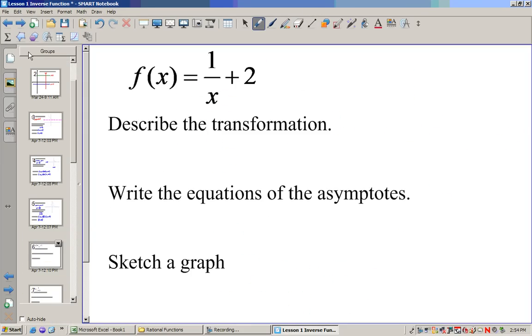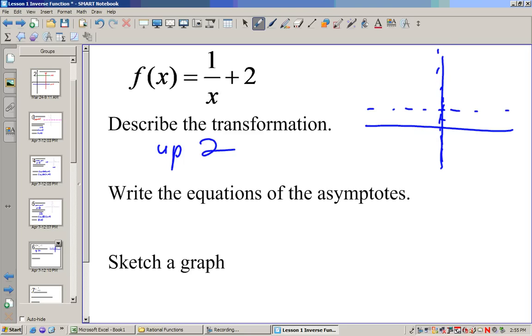Alright. Now, if we look at this, we're going to take the 1 over x graph, and what does this transformation do? Hopefully you're saying move it up 2. So if I drew this out real quick, we'd have our asymptotes, and then it would be our 1 over x graph. It looks like so. So the equation of the asymptotes, the horizontal one would be y equals 2. My vertical one will still be x equals 0. Oh, and I already sketched the graph. I was ahead of myself.